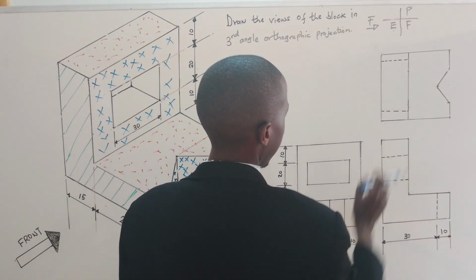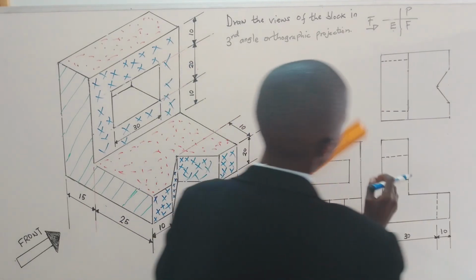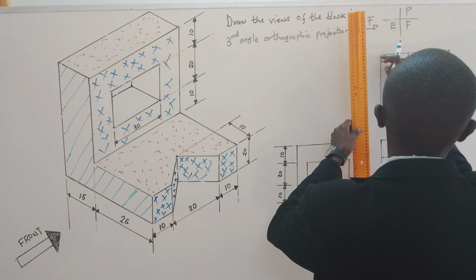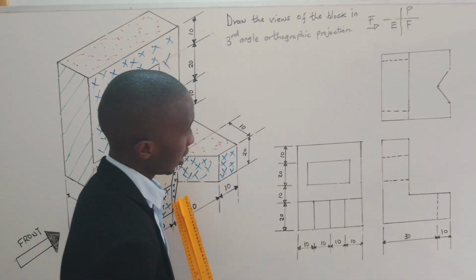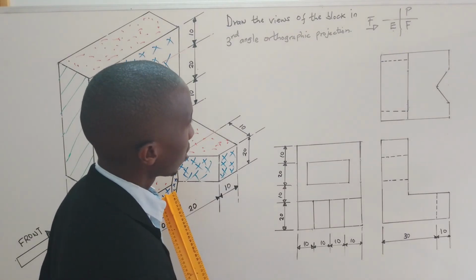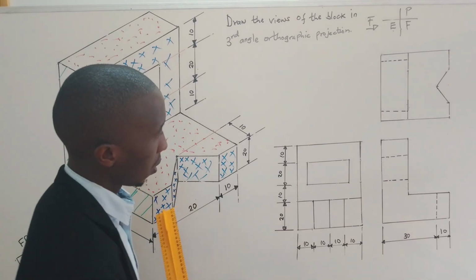If you come to the plan, now you will have to show the length, show this one. So you have shown this 30 and 10. So I think we are done with this question, and we are good to go.